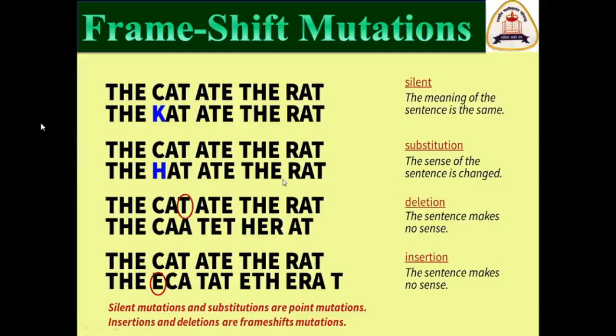Further, here we see the cases of frame shift. There is a sentence, "the cat ate the rat", which is a meaningful sentence. Now we make a little change: "the kat ate the rat". The meaning of the sentence is the same, as we pronounce it the same, with the C replaced by K. This is not resulting in any phenotypic change or any change in meaning. This type of mutation is called silent.